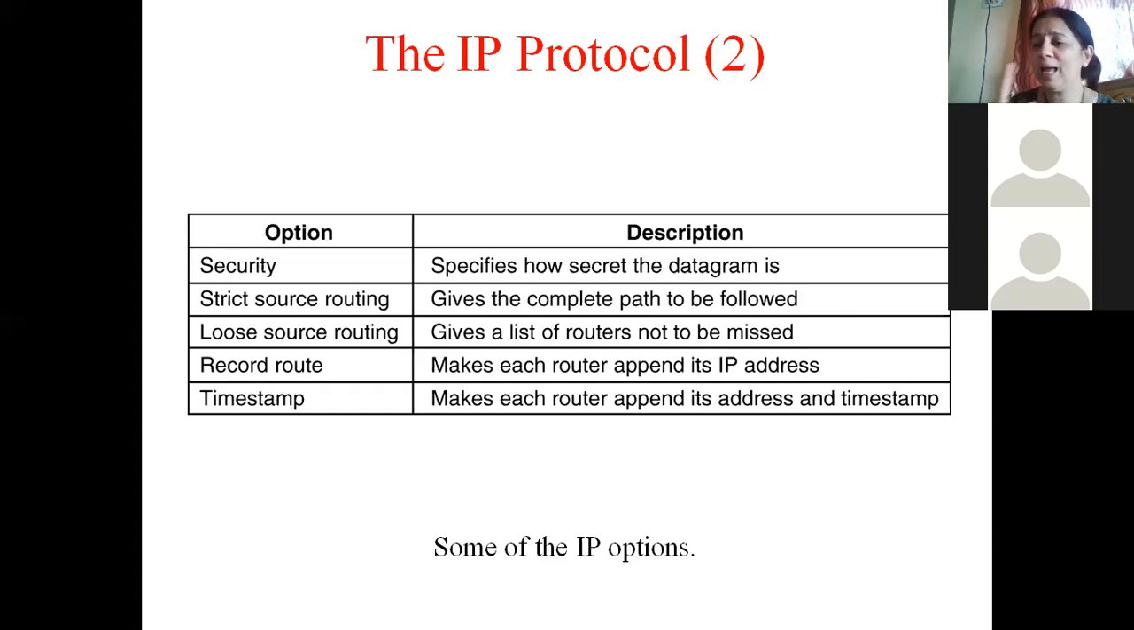So the router has to follow that path itself. It can't take any other path. Loose source routing means certain routers should not be missed. Your packet has to go through certain routers. Maybe the whole path is not indicated, but some part of the path is indicated inside this field, which is called loose source routing.